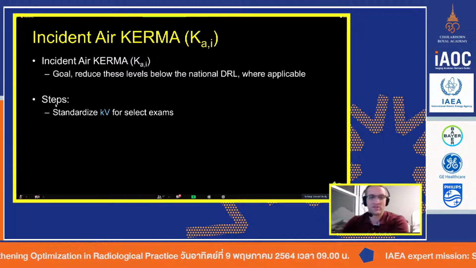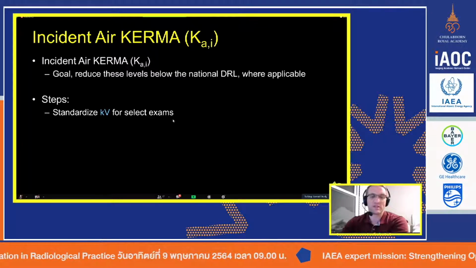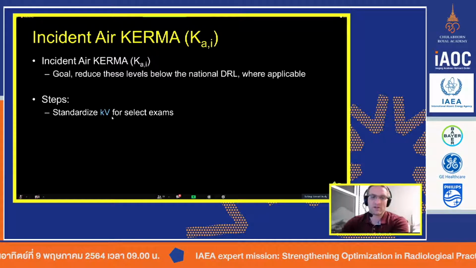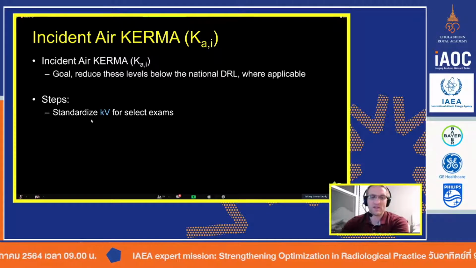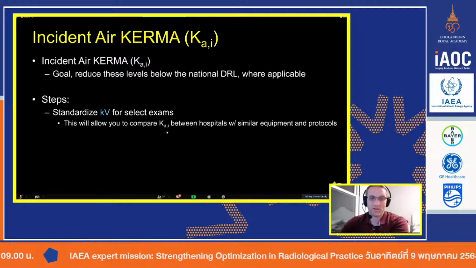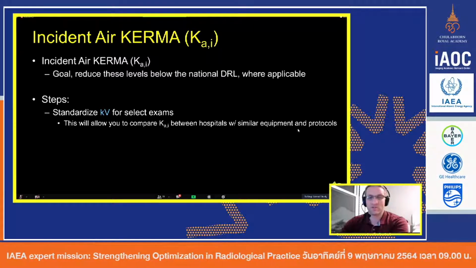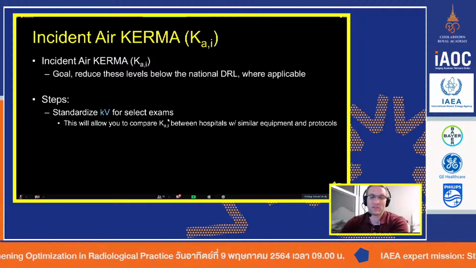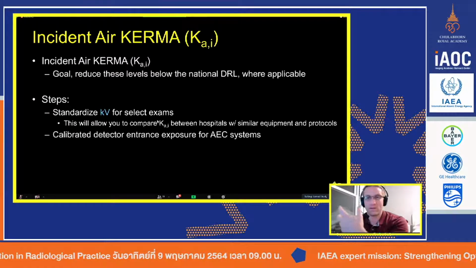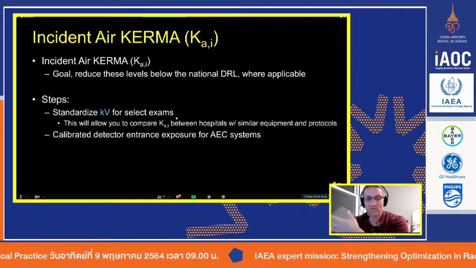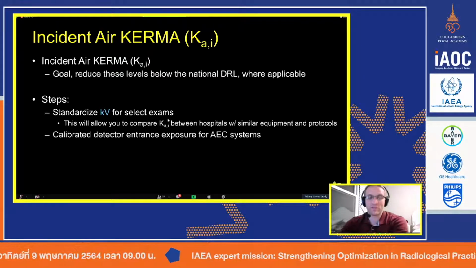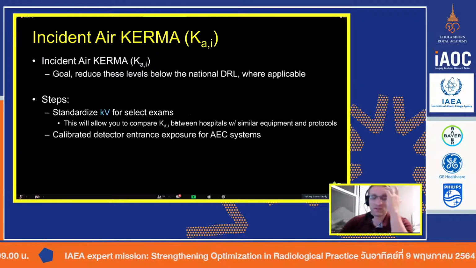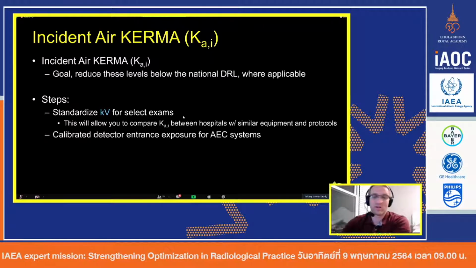First thing you need to do, these are some generic pre-step optimizations, is make sure there's a standardized kV for select exams. So chest exams, abdomen, pelvis, you just need to make sure that we have standardized kVs. This will allow you to compare these values between hospitals with similar equipment and protocols. In other words, try to set your acquisition techniques so that they're fairly similar, at least inside your hospital, but definitely regionally, that would be ideal because then the values are more the same across the board.